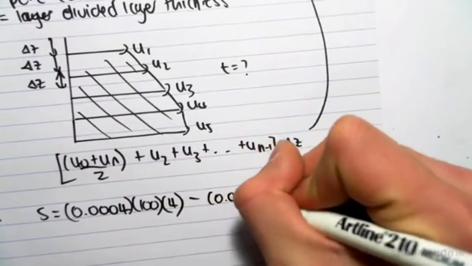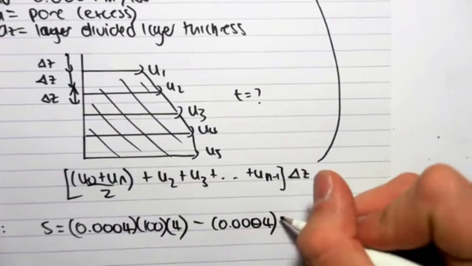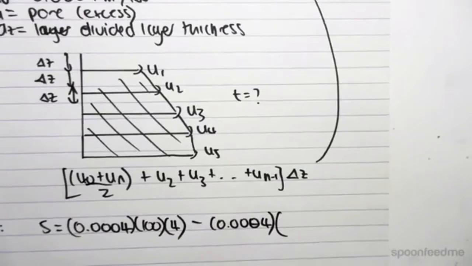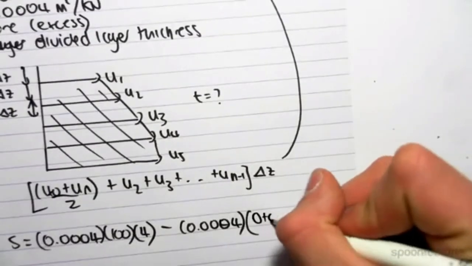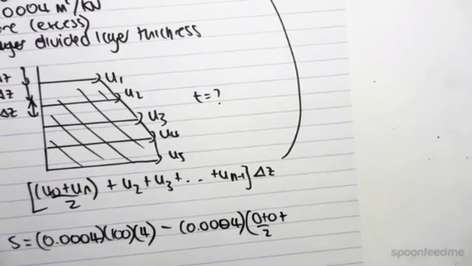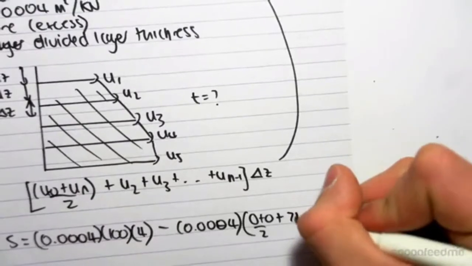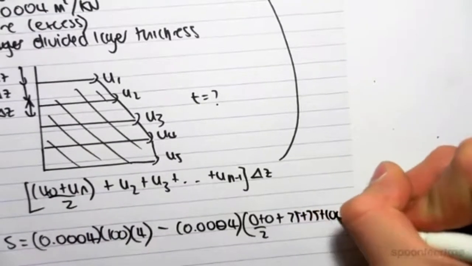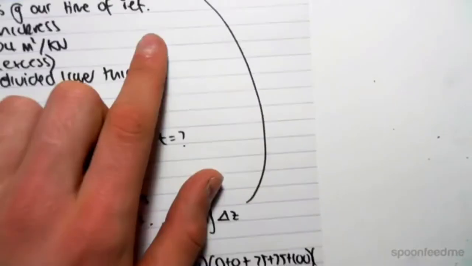minus 0.0004 times this trapezoidal rule. That's going to be the initial plus the final divided by 2. The initial is 0 and the final is 0, so it's 0 plus 0 on 2, plus the remainder: plus 75 plus 100 plus 75, plus 75 plus 75 plus 100. And this is all multiplied by the layer thickness.